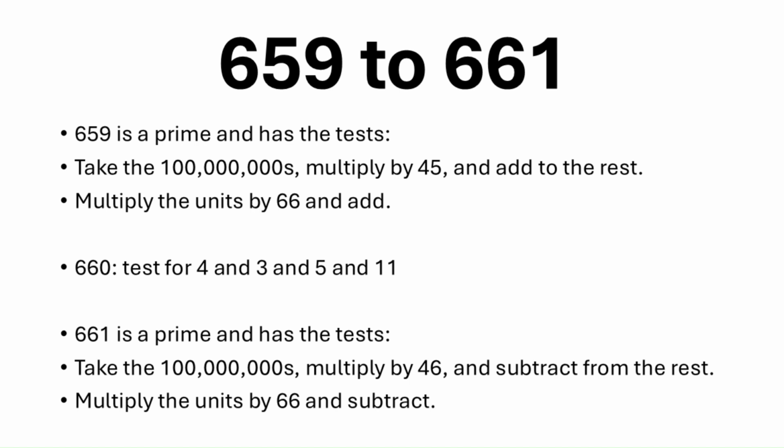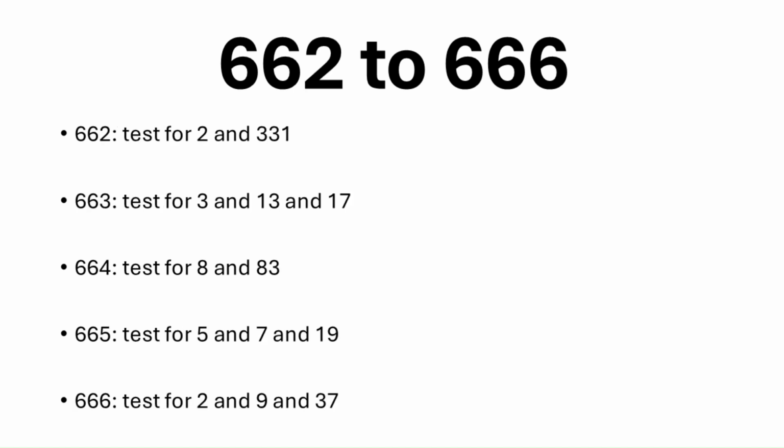Take the 100 millions, multiply by 46, and subtract from the rest. Multiply the units by 66 and subtract. 662, test for 2 and 331. 663, test for 3 and 13 and 17. 664, test for 8 and 83. 665, test for 5 and 7 and 19. 666, test for 2 and 9 and 37.